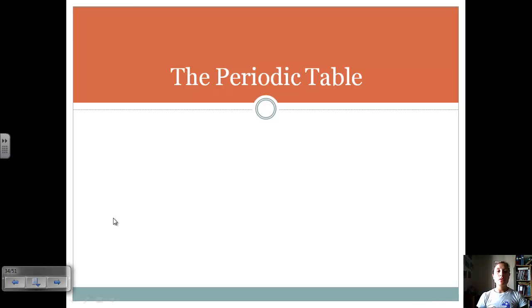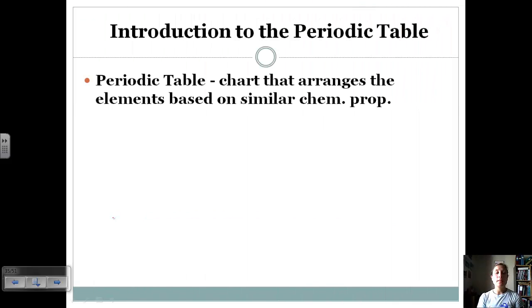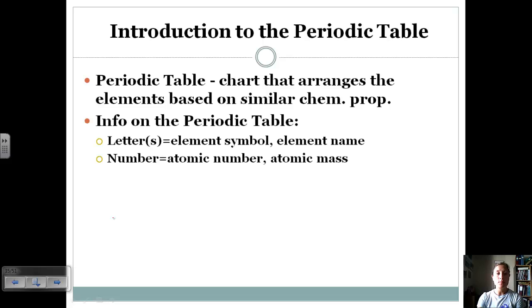So today we're going to discuss the origins and organization of the periodic table. The periodic table is basically a chart that organizes the elements based on similar chemical properties. So that's the foundation for the organization of the periodic table.